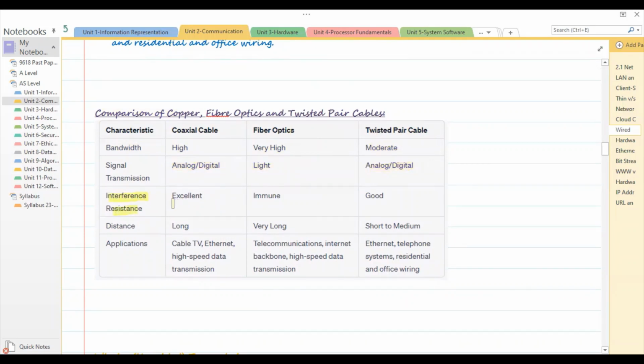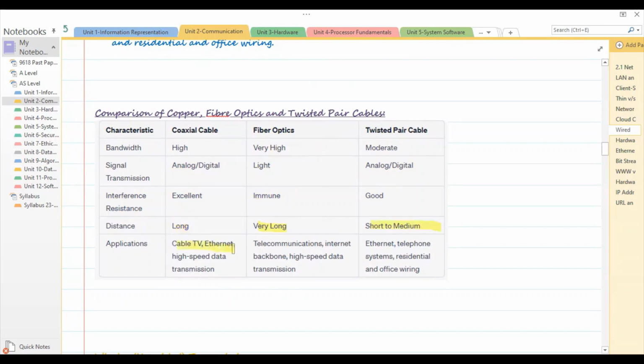Interference resistance: excellent. Immune, there is no interference in fiber optics. In twisted pair, somewhat it is, it's a good category, however, not prone to that. Distances: long distances, fiber optics, very long distances, and twisted pair, short to medium distances.